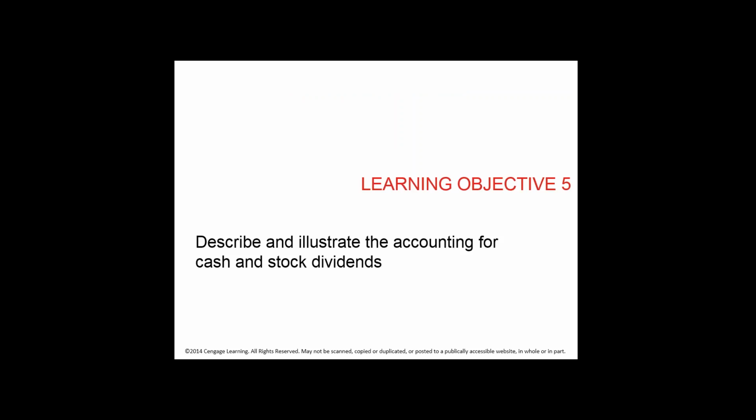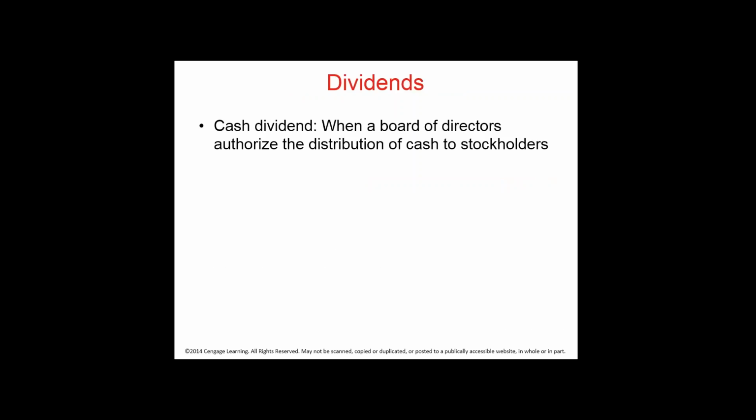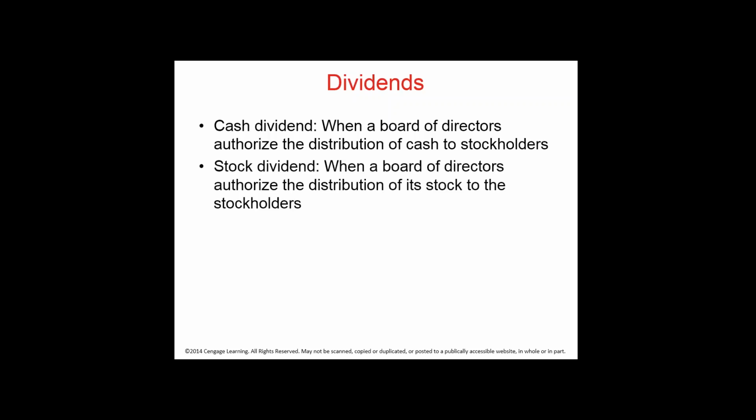Now, let's look a little further here and talk about how we account for both cash and stock dividends. We've dealt with cash dividends along the way. A cash dividend must be authorized by the board of directors. A stock dividend must also be authorized by the board of directors. The difference between the two is one's paid in cash, one's paid in stock.